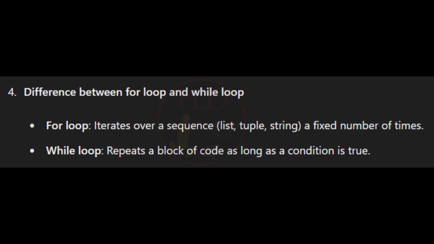The fourth question is difference between for loop and while loop. For loop iterates over a sequence, that is list, tuple and string, a fixed number of times. A while loop repeats a block of code as long as the condition is true.